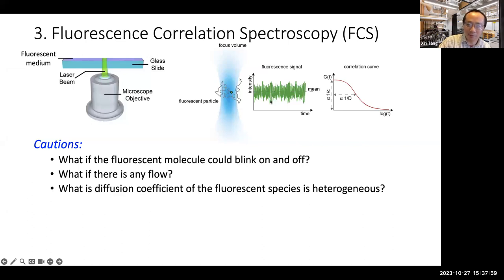Then the spike we find here may not be because of the molecule getting in and out of the light cone. It's because they are always in, but they are blinking there. Right? This happens a lot. Many quantum dots can blink on and off. They emit a very strong light. That is a unique property of quantum dots, right? So if you get this on and off, then we need to change the algorithm to analyze our data. Right? Also, what if there is any flow?